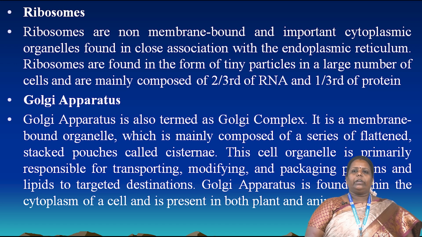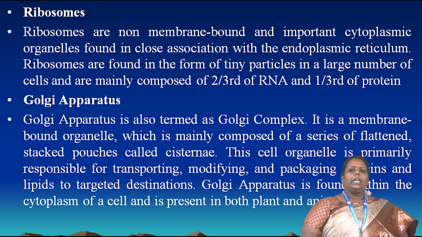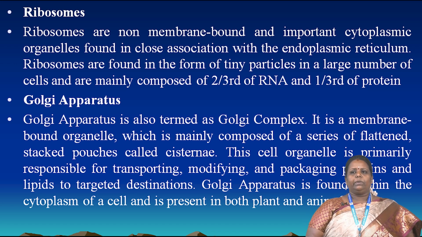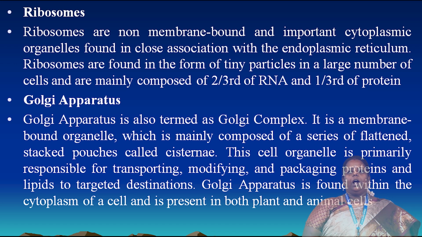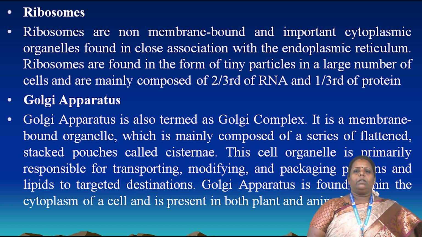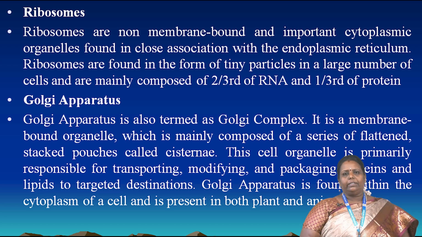After that, another cell organelle is the Golgi apparatus. The Golgi apparatus is also termed the Golgi complex. It is a membrane-bound organelle found as flattened pouches, and these pouches are called cisternae. This cell organelle is primarily responsible for transporting and modifying cell structures and packing proteins and lipids in the targeted position. The Golgi apparatus is found in the cytoplasm. Normally, it is present in both animal and plant cells.